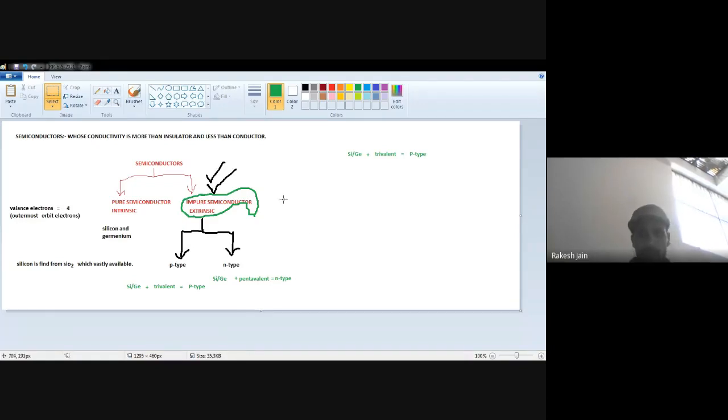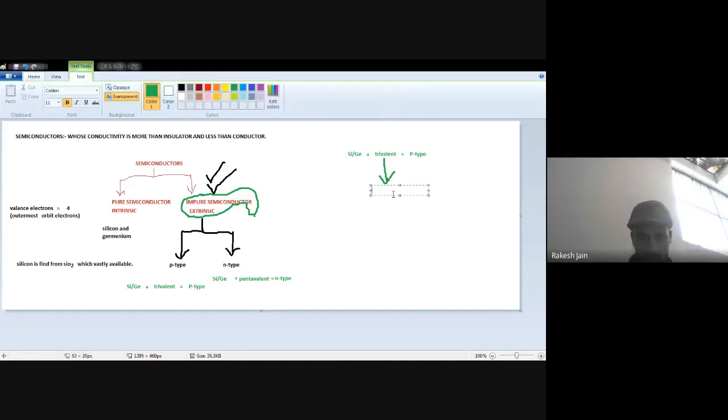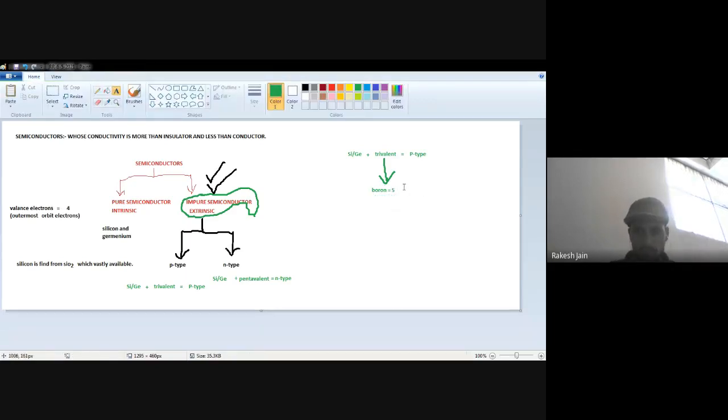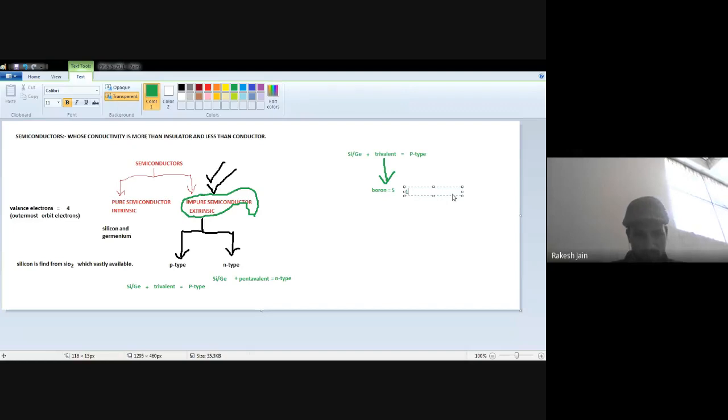First of all, what is the meaning of trivalent impurity? Whose outermost orbit consists of 3 electrons. For example, boron. Boron is an example of trivalent impurity. What is the atomic number? Hydrogen, helium, lithium, beryllium, and the fifth is boron. So atomic number is 5. So let's write down the orbitals for boron. First orbital is 1s, second is 2s, and then 2p. Okay, now see.